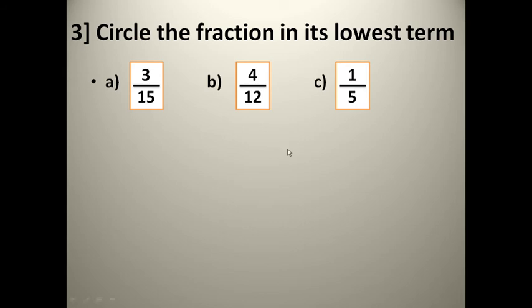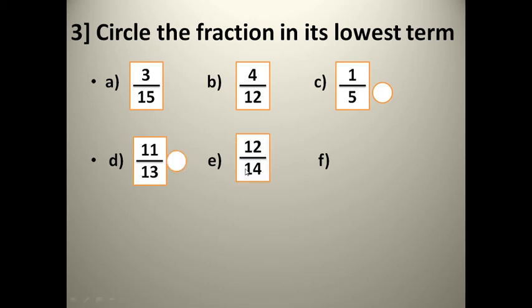Look here, 1 and 5. Can I divide 1 by any number? No. So 1 and 5, this fraction is in its lowest term, so I put a circle. Now here 11 and 13. Can I divide 11 and 13 to get a lower term? No, because I did not find any number. If I divide by 11, I cannot divide by 13. So this is also in lowest term.